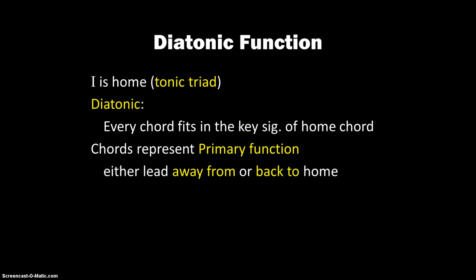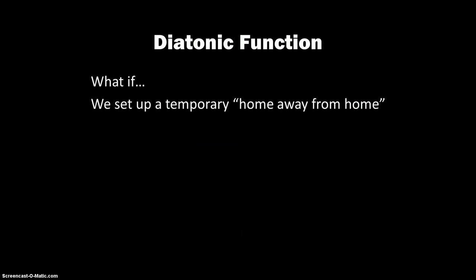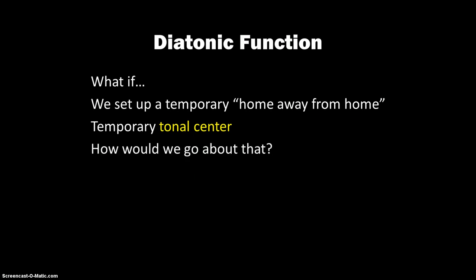And the function is basically either leading away from or back to the home chord, or back to 1. And we use the circle of fifths progressions to do that, mostly using 5 as our dominant chord, or sometimes 7 diminished, that really pull back to 1. But what if we wanted to set up a temporary home away from home? We wanted to set up a temporary tonal center that was not 1. How would we go about doing that?